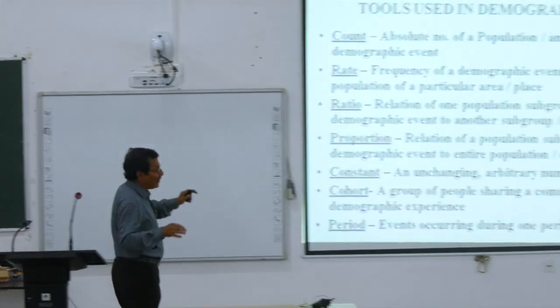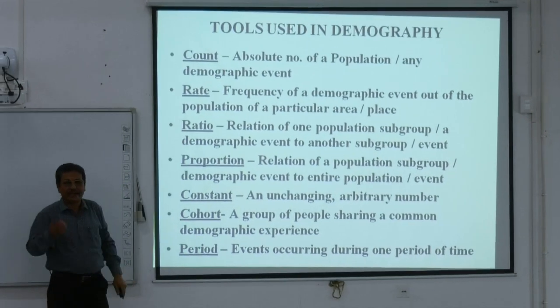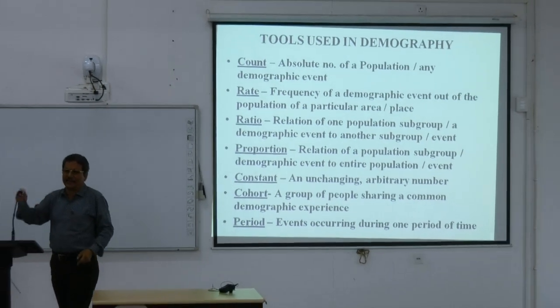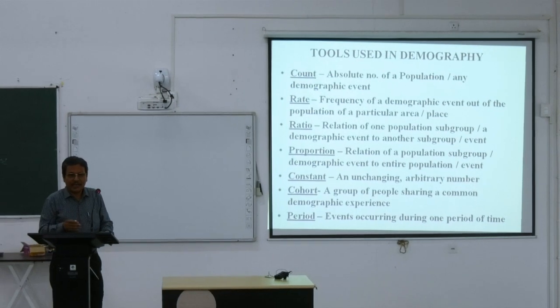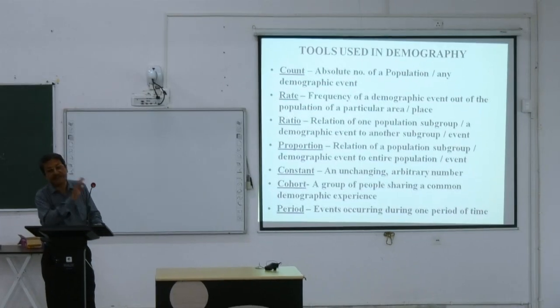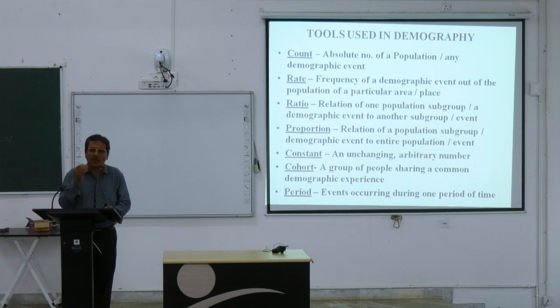Usually in demography, rate is very commonly used. Death rate, birth rate, so many rates are there. Infant mortality rate, and ratios like the maternal mortality ratio. Maternal mortality rate is also used, and there is a difference. But universally throughout the world, it is called the maternal mortality ratio.